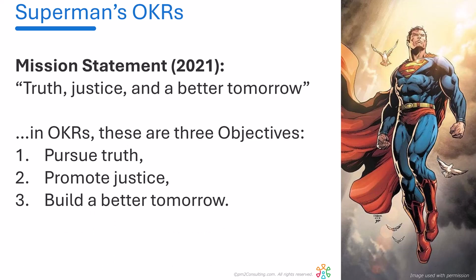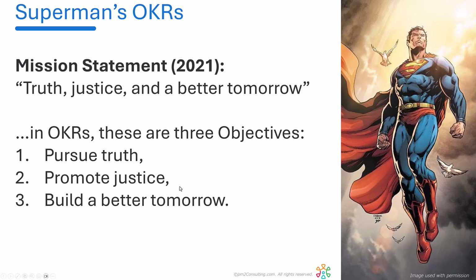And then finally, he's got one about building a better tomorrow, and that too has different key results and different projects. And it's important that we keep it distinct because it's hard for an employee, if we clump them all together, to understand which is more important than what, and what the key results are influencing most. Is it truth, justice, or a better tomorrow? And so we need to separate them out in order to make it easier to go execute.